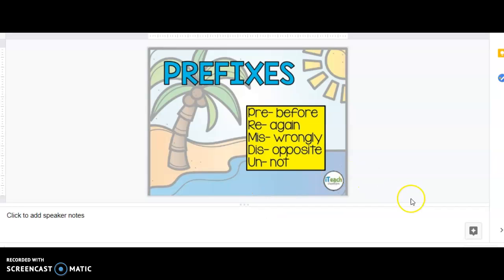In today's word study, we are going to review our prefixes. Remember that a prefix is a word part that goes at the beginning of a word to make it a new word and give it a new meaning. And these word parts have their own meaning. Pre means before, re means again, mis means wrongly, dis means opposite or not, and un means not.